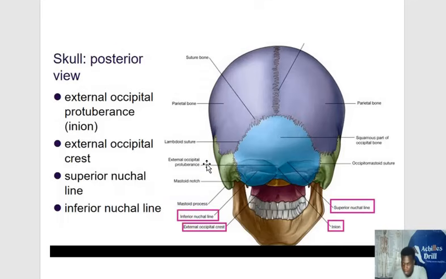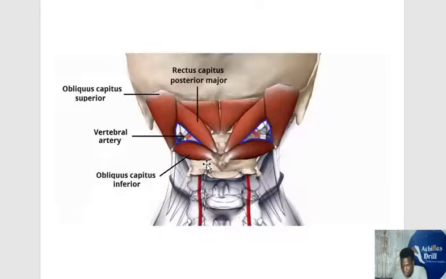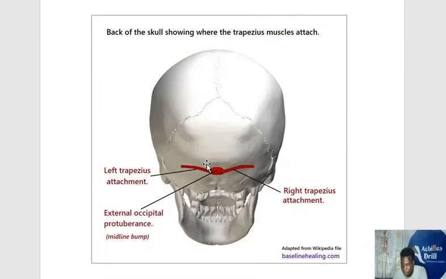Okay, so that's that about the posterior surface of the skull. And yeah, the superior nuchal line is also associated with the trapezius muscle, an attachment point for the trapezius muscle. I didn't mention that, so please take note of it. If you remember any of the suboccipital muscles, you are good to go, and if you remember the trapezius muscle, you are also good to go.